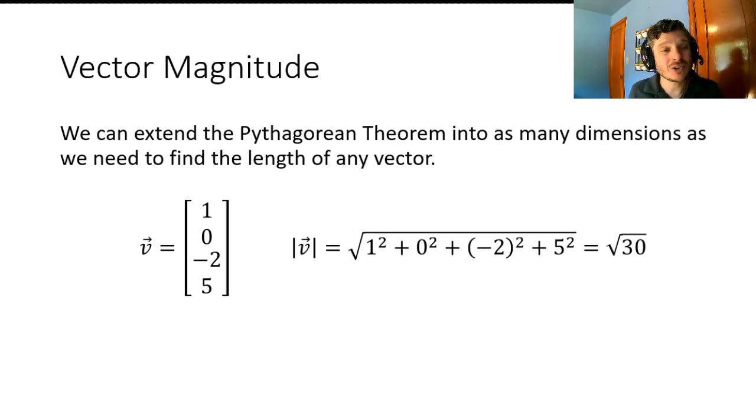The nice part is we can also extend this Pythagorean theorem into as many dimensions as we want to find the length of any vector. So even if I have this new vector v, which is 1, 0, negative 2, 5, this is a vector in 4 dimensions. It has 4 components to it.